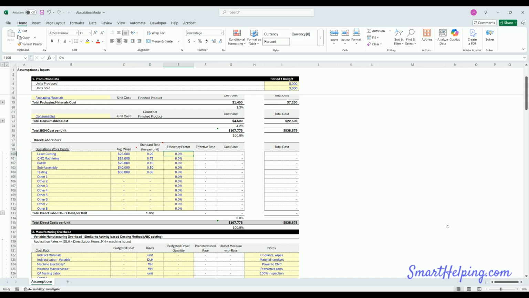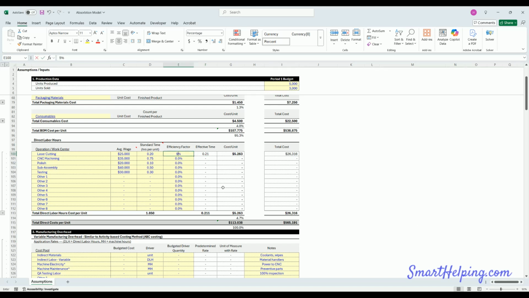Okay, so we have the allocated time. Now we have an efficiency factor. So if this was 100% efficient, then it's taking them exactly as long as it should. Let's say they're 95% efficient, then it's actually taking them a little bit longer.